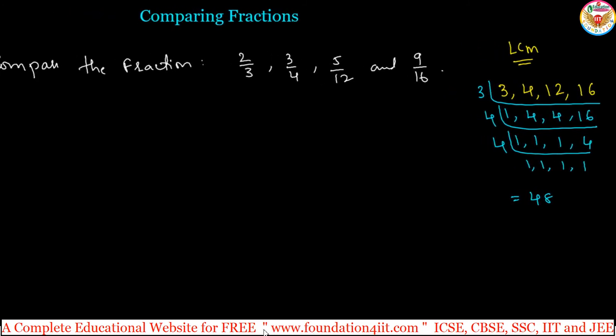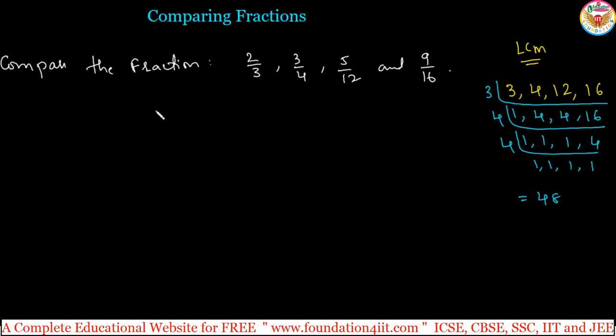So what we should do, we need to make every fraction's denominator 48. As I explained previously, converting unlike fractions into like fractions. 2 by 3, we need to multiply and divide here. According to the denominator 3, 3 into what is 48? 16, right? The same 16 you multiply for the numerator also. 2 into 16 is 32 by 48.